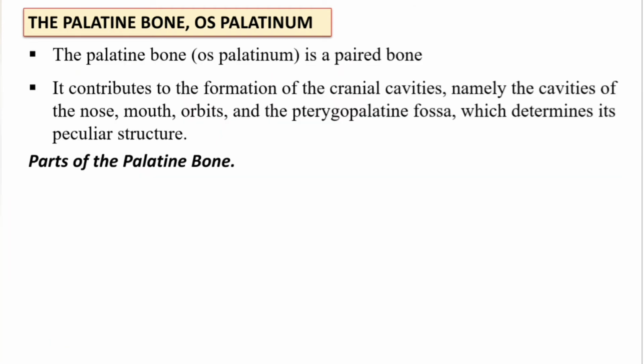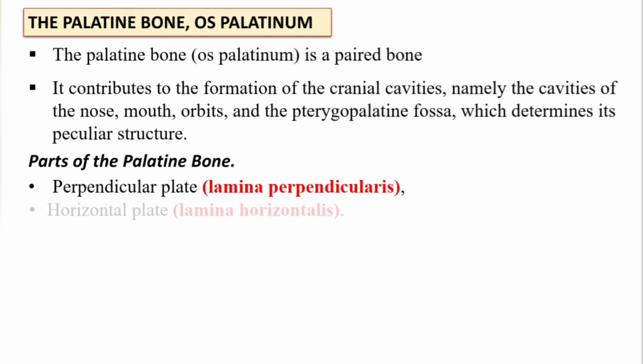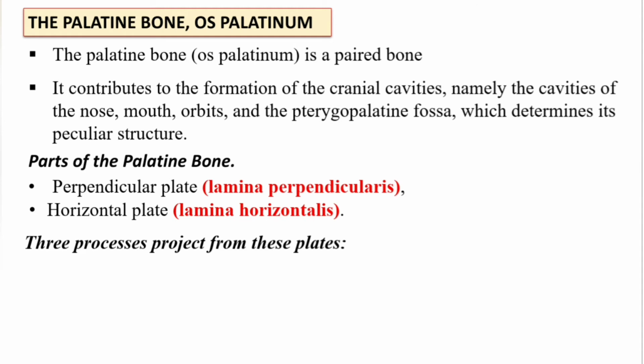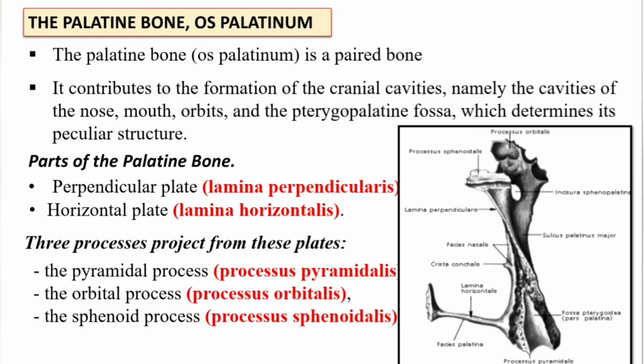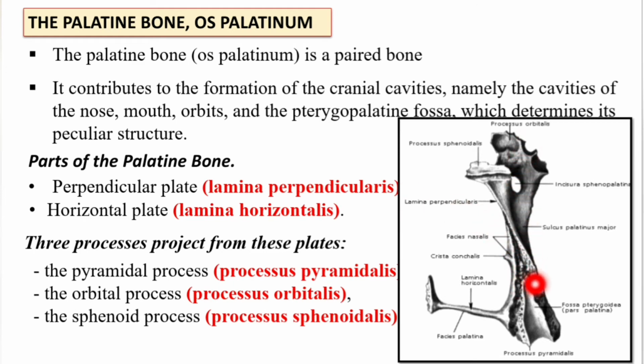Parts of the palatine bone: it consists of the perpendicular plate and the horizontal plate. It also has three processes: the pyramidal process, processus pyramidalis, the orbital process, processus orbitalis, and the sphenoid process, processus sphenoidalis. Here I just want to show you the perpendicular plate and the horizontal plate. So this going up here is the what?